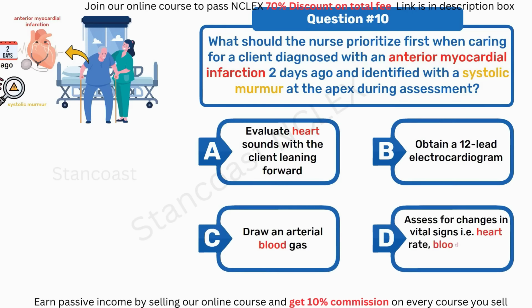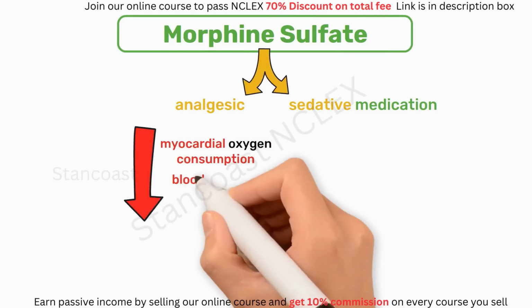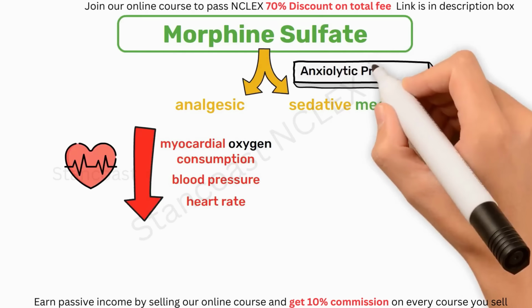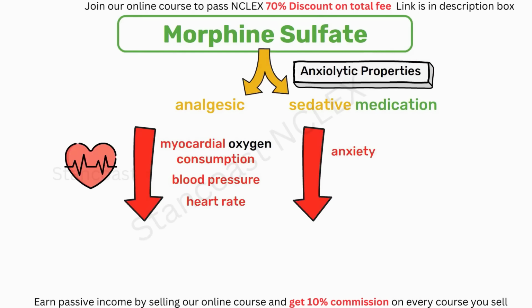Options A, C, and E are correct, because morphine sulfate serves as both an analgesic and sedative medication. It effectively reduces myocardial oxygen consumption, blood pressure, and heart rate. Additionally, morphine is known for its anxiolytic properties, alleviating feelings of anxiety and fear through its sedative effects and slowing of heart rate. It is important to note that while morphine can depress respirations, caution should be exercised to avoid hypoxia, particularly in the treatment of chest pain.